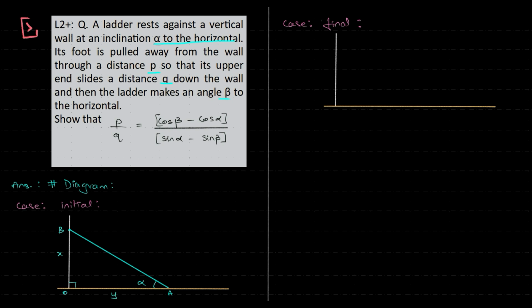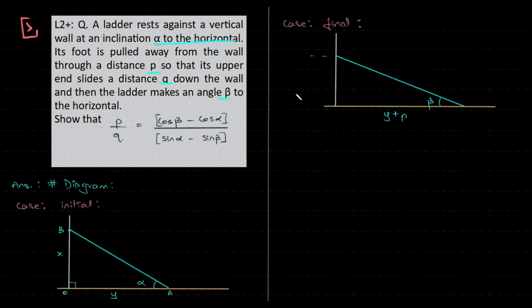Now the ladder has been pulled down, so a bit down. Let me change the color. If the foot is pulled away from the wall through a distance of p, we have an extra distance now, that is y plus p, and this would be beta, and the height has reduced so that its upper end slides a distance of q.